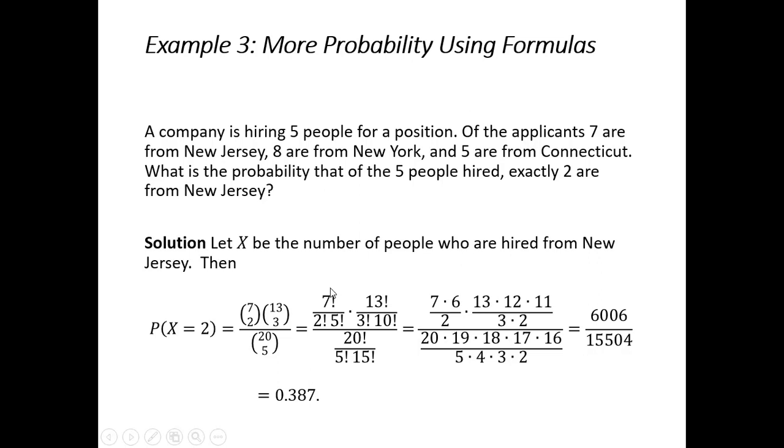We can work this out, expand these in terms of factorials, then cancel things out and simplify. In the end, we get a decimal, 0.387. So that is our probability.